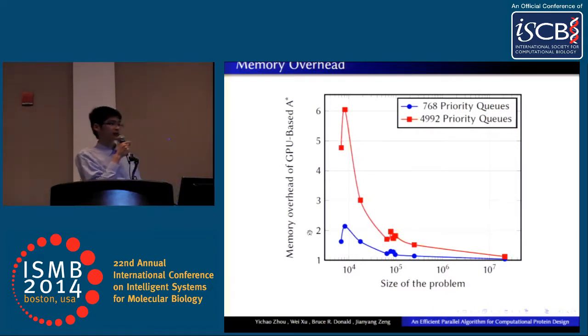Memory overhead: because our algorithm will extract multiple nodes from the priority queue, our algorithm will generate many more nodes than the traditional A-star algorithm. However, from this plot, we know that we don't in fact need to worry about this problem very much. When the size of the problem is large enough, this memory overhead is negligible.